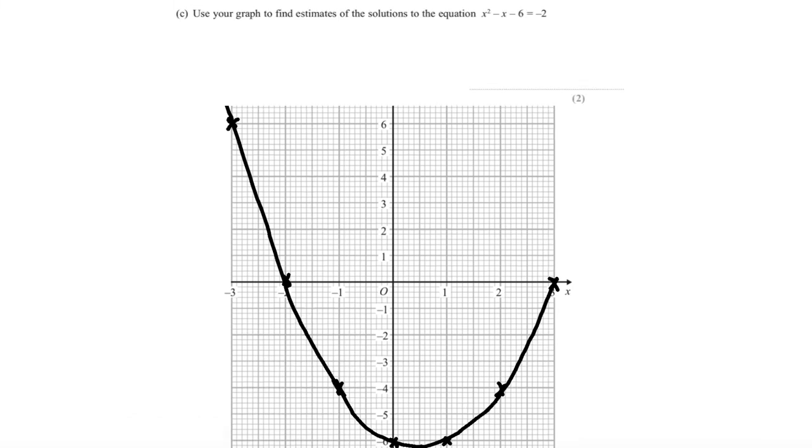5b. Use your graph to find estimates of the solution to the equation x squared minus x minus 6 equals minus 2. So what we need to do next is to draw a horizontal line from minus 2. Now once we've drawn the horizontal line from minus 2, we can read the values of x where the line intersects the curve. So let me just quickly draw a horizontal line from minus 2.